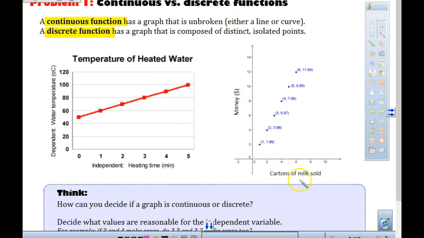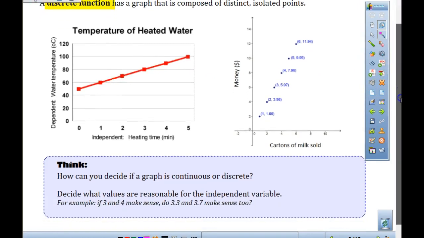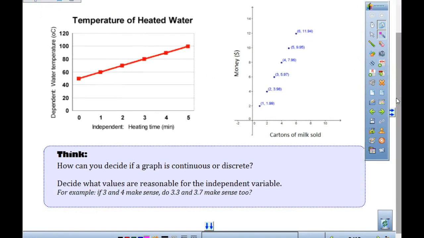When you go to buy cartons of milk, you can't go in and say, I want to buy 1.5 cartons of milk, or 1 1/4, or 1.25 of a gallon of milk. You can buy gallons, you can buy quarts, right? You can buy pints, but you can't say I want to buy half of whatever the container is. You got to buy the whole thing. So that is going to be a discrete graph. Whereas when we are looking at the temperature over time, that is going to be continuous because it continues to change. So these are the things that we want you to think about when you're trying to decide continuous or discrete.